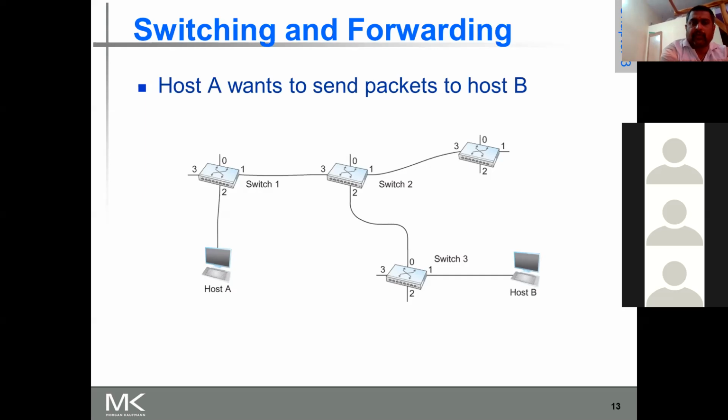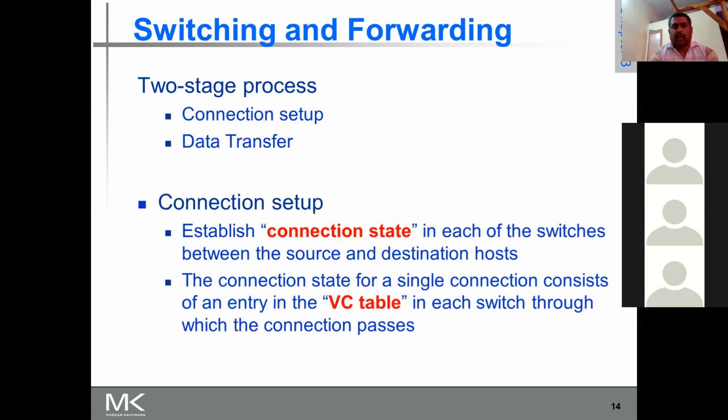Host A is connected to switch 1 through port 2, right? And switch 2 is connected to switch 1 through 1 and 3. Next, host B is connected with switch 3, and switch 3 is connected with the 0th port and 2nd port of switch 2. You must know this particular thing. Now, there is a two-stage process. One is connection setup and another one is data transfer.